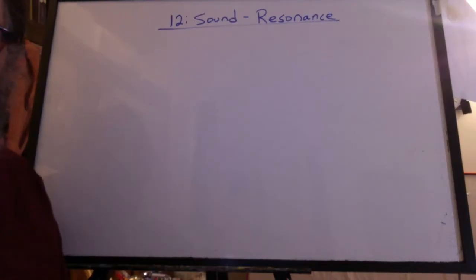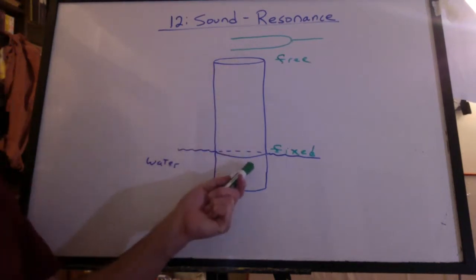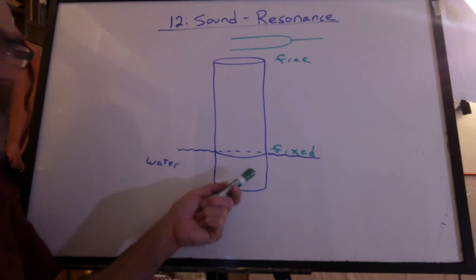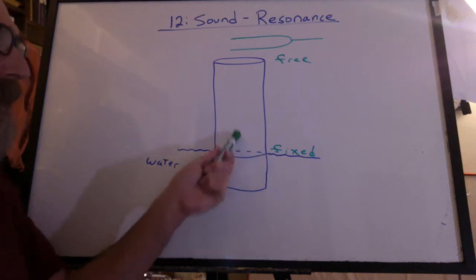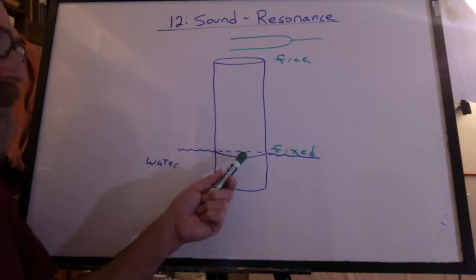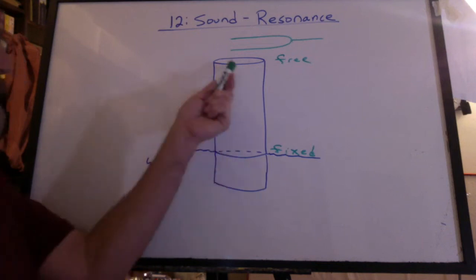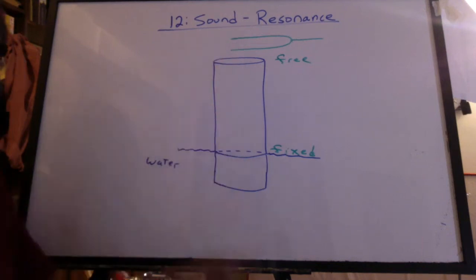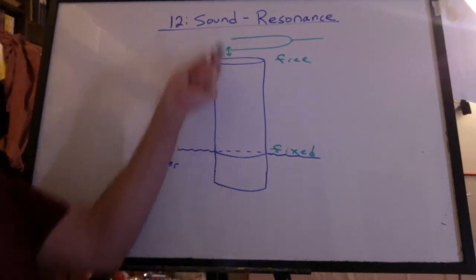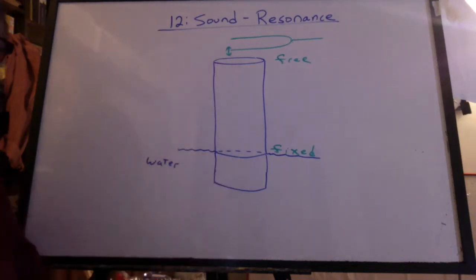Some diagrams are going to help explain all this. I hold the tuning fork at the open end. The top end is free, the bottom end is fixed. Now, what do we mean by that? Well, there's a barrier here, and the air molecules cannot move against this. The air molecules are not allowed to move back and forth. They're going to hit the wall. Up here, they're free to move back and forth. As the tuning fork moves up and down, it sends compression waves back and forth through the air column.